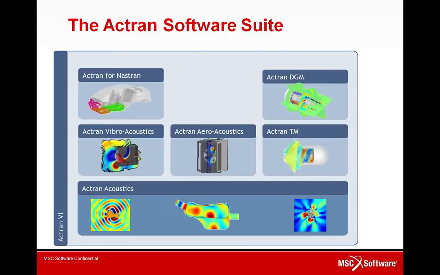So the Actran software is divided in different modules according to the different features that are available. And first, we start at the bottom with the acoustic module, which is really the core of Actran. So this module contains everything required to solve pure acoustic problems. So there are acoustic finite elements, acoustic infinite elements, acoustic excitation. All our algebraic solvers are there.